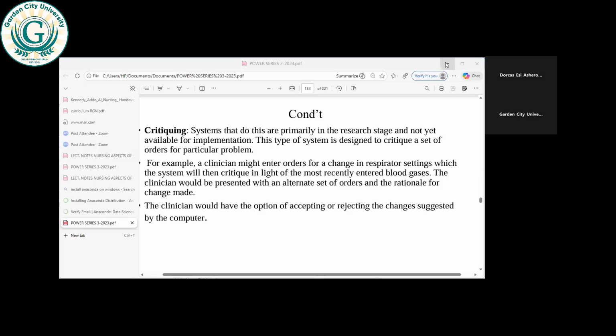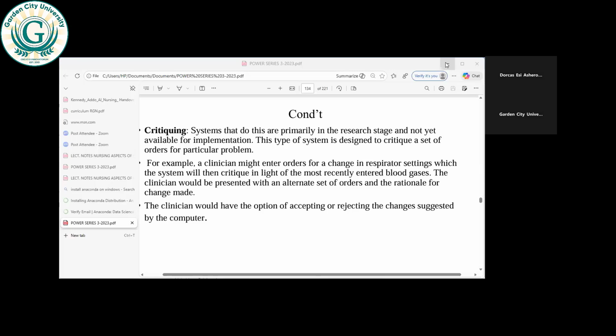And I wanted to ask, what is the difference between critiquing and alerting and reminding? Because with the example I've given, I think alerting and critiquing are somewhat similar. So I wanted to ask for the difference between the two.